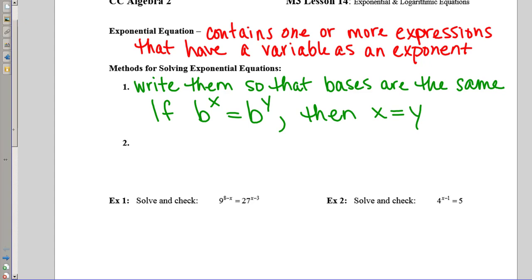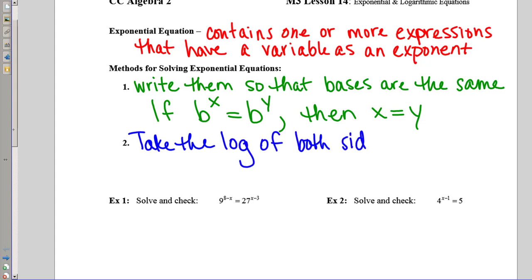Now we're going to move into and deal with ones that you may require logarithms to solve. So if they can't get the same bases, like example 2, where you have 4 to the x minus 1 equals 5, we can't get them to have the same bases. So in that case, you're going to need a logarithm, and you could either take the log of both sides, or, depending on the problem, convert to logarithmic form.